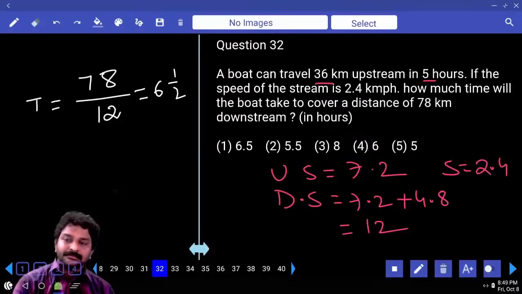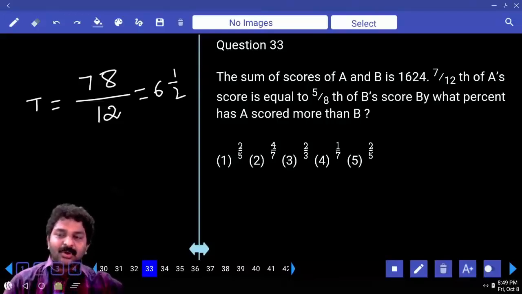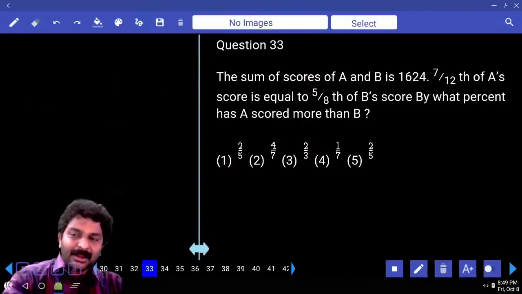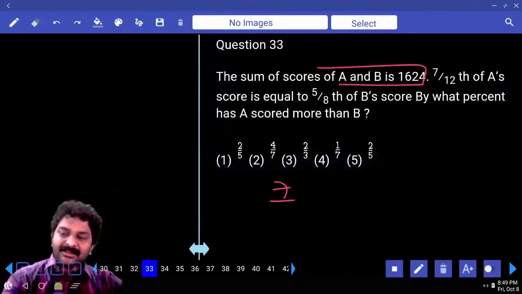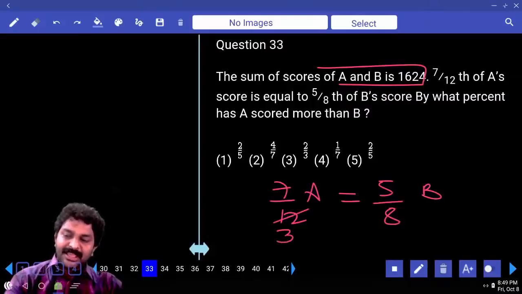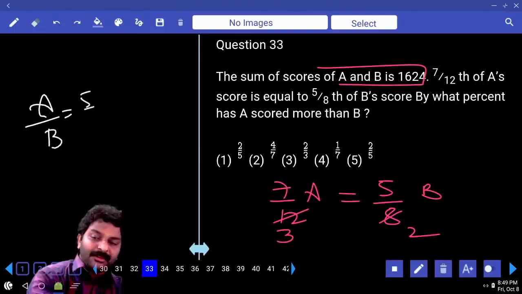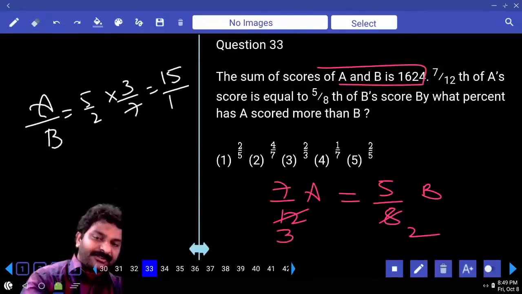Okay, now the sum of scores of A and B is 1624. 7/12 of A's score is equal to 5/8 of B's score. By what percent has A scored more than B? Right, I don't need this number. 7/12 of A's score is equal to 5/8 of B's score. From this, A by B is equal to 5/2 into 3/7, that is equal to 15/14.